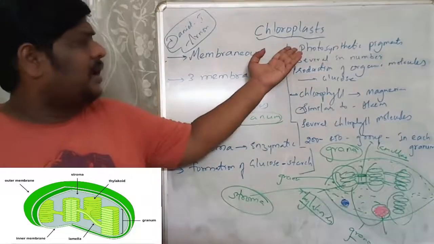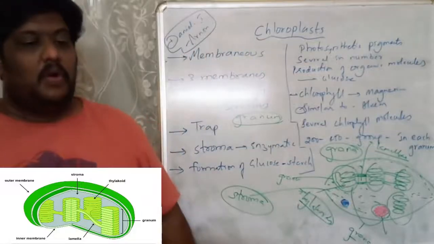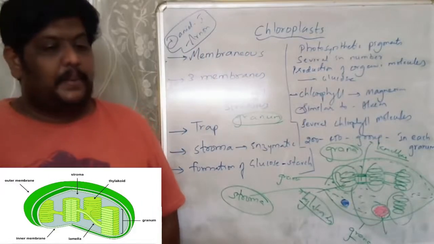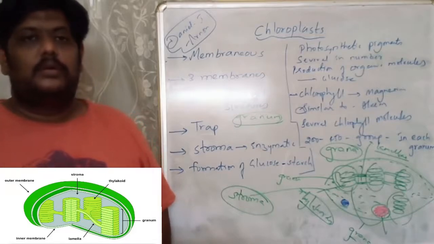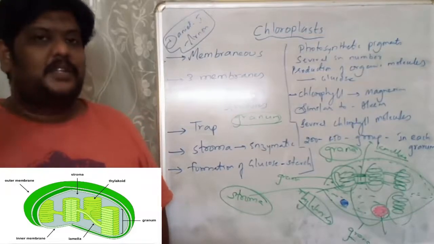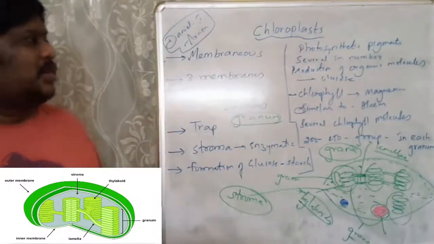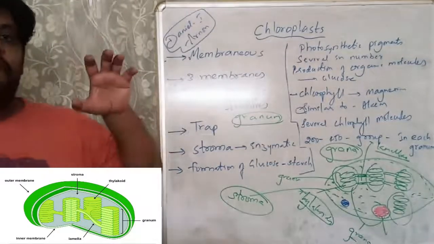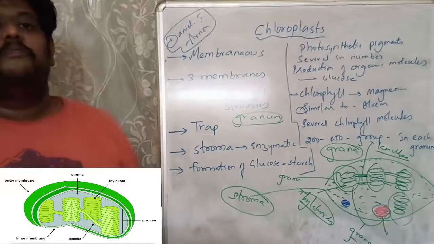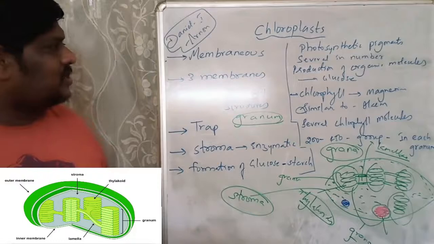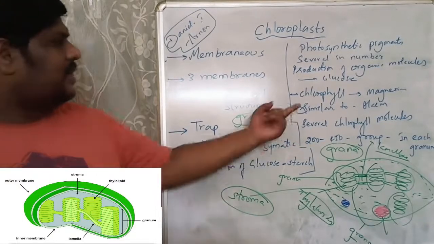Now, they found that there are many photosynthetic pigments. What are photosynthetic pigments? The pigments which are capable of trapping or capturing sunlight are called photosynthetic pigments. So there are several photosynthetic pigments in the chloroplast. One such photosynthetic pigment is chlorophyll.